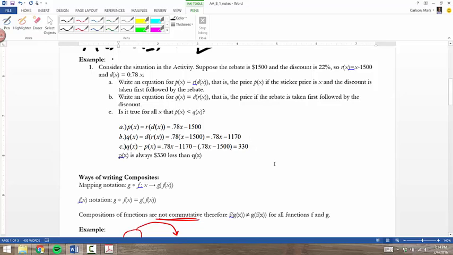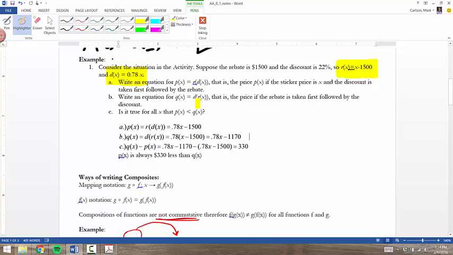Alright, so we don't always have to find particular values when we're taking a function of a function. We can also find a new function given two functions. So let's take a look at this. In the activity in your book from your reading, suppose that the rebate was 1,500 and the discount was 22%. We would have two functions: r of x, which represents the rebate, and d of x, which represents the discount.